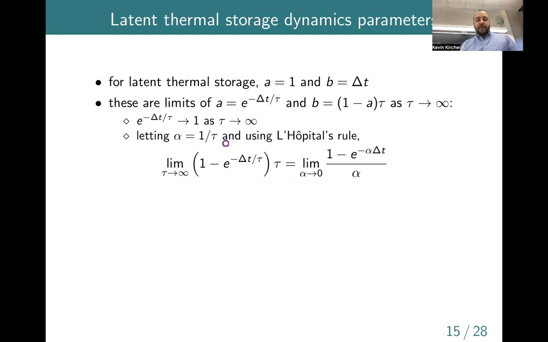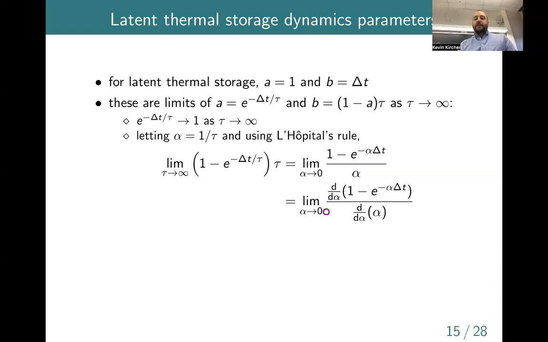Basically the key to finding this limit is just to write it as a ratio and then apply L'Hopital's rule. So to do that, we write tau as 1/alpha. And then we have a ratio of two things here. We define alpha as 1/tau. So as tau goes to infinity, that just means that alpha is going to 0. Right? 1/infinity is 0.